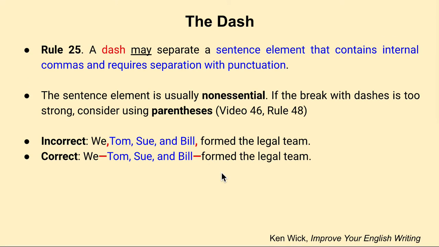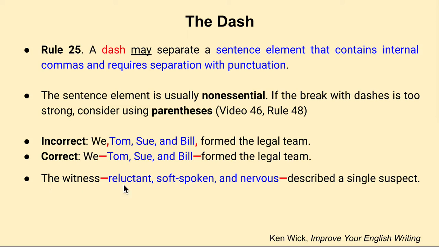And here's another example. The witness, reluctant, soft-spoken, and nervous, described the single suspect. Once again, we have a sentence element that already contains commas and needs to be separated with punctuation, and we can use the dash.